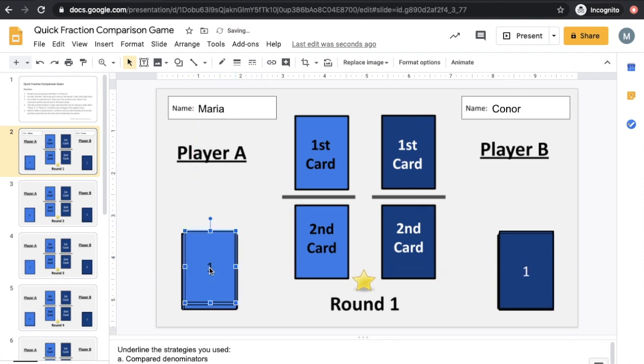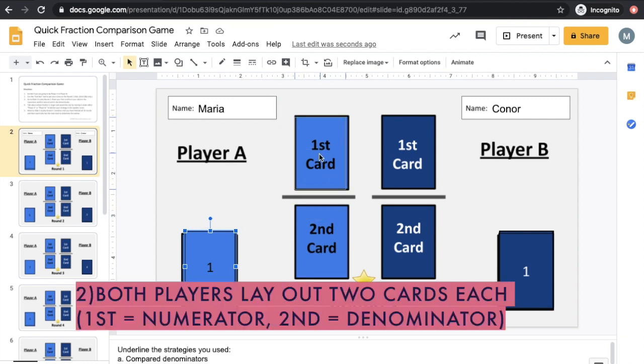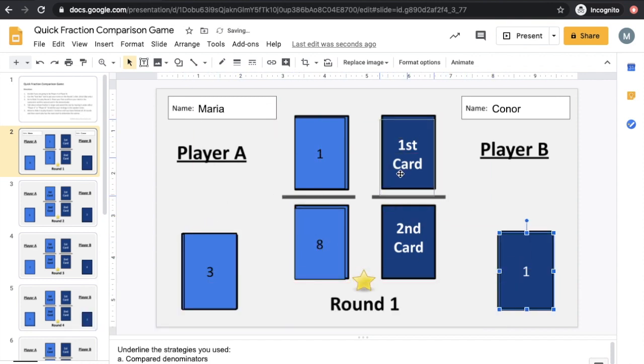So the first person goes, well, both players go at the same time. You're going to put the first card on the deck on the numerator and the second card on the deck on the denominator. Connor's going to do the same thing. And I mentioned before how I really like this game as a way to provide moments of number sense.